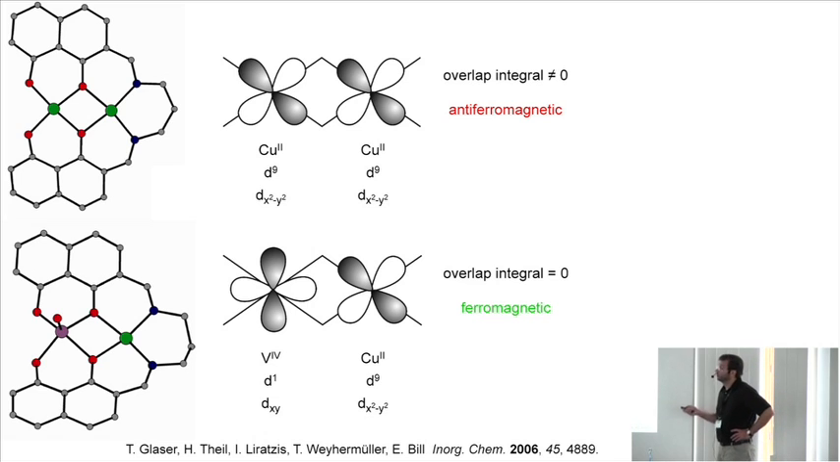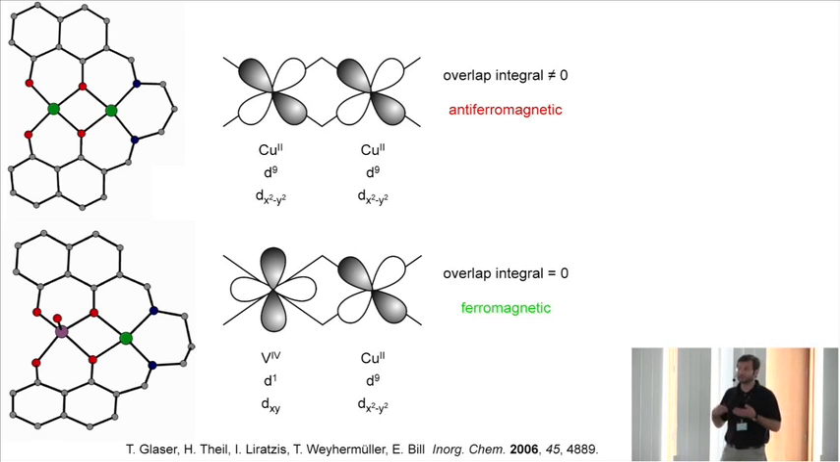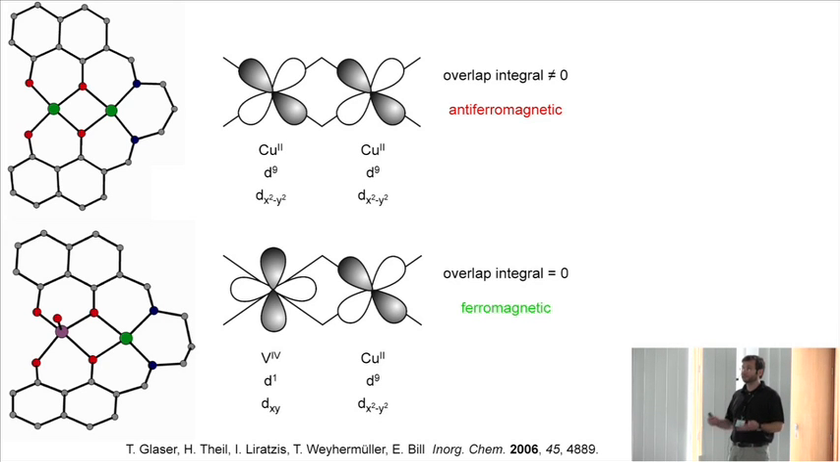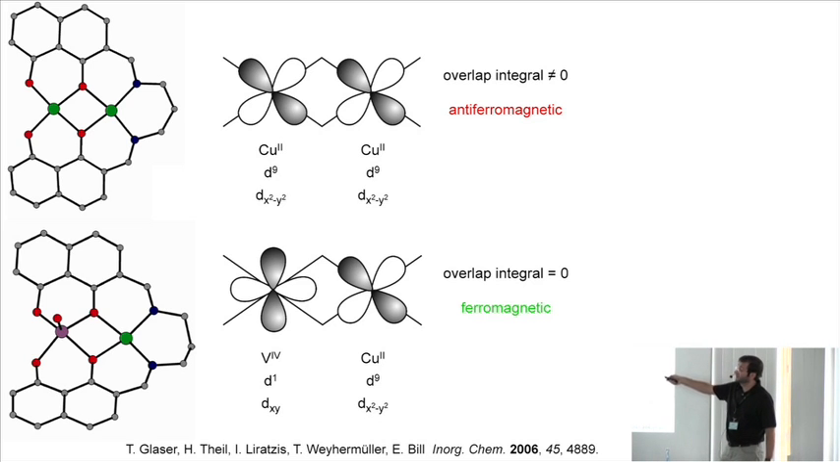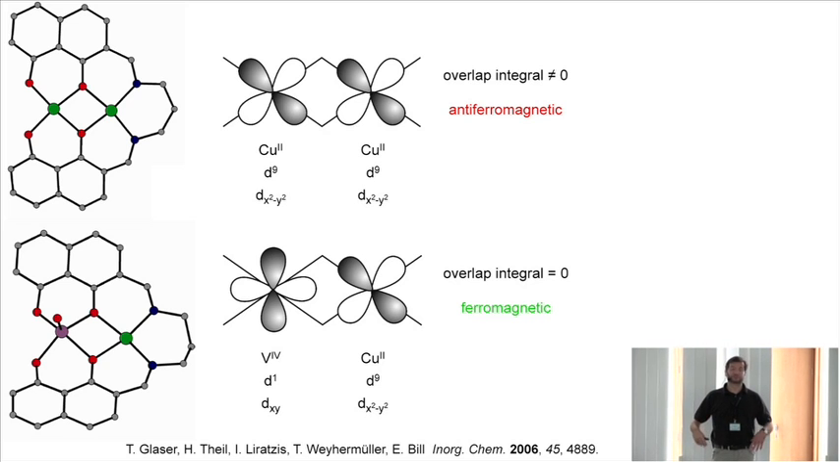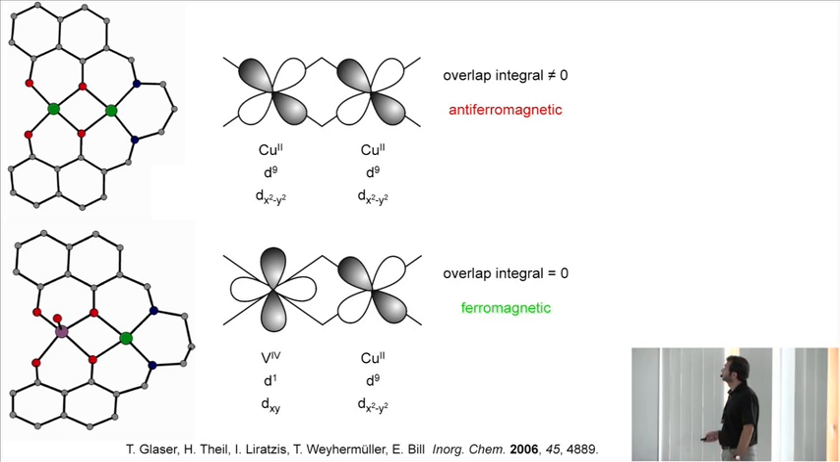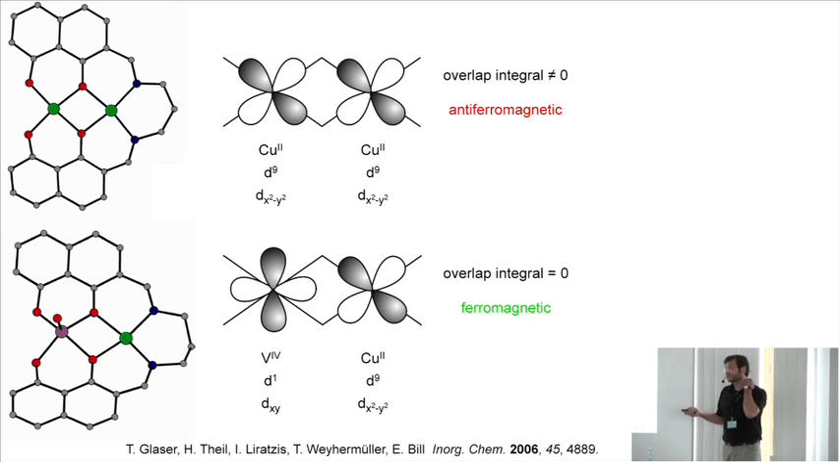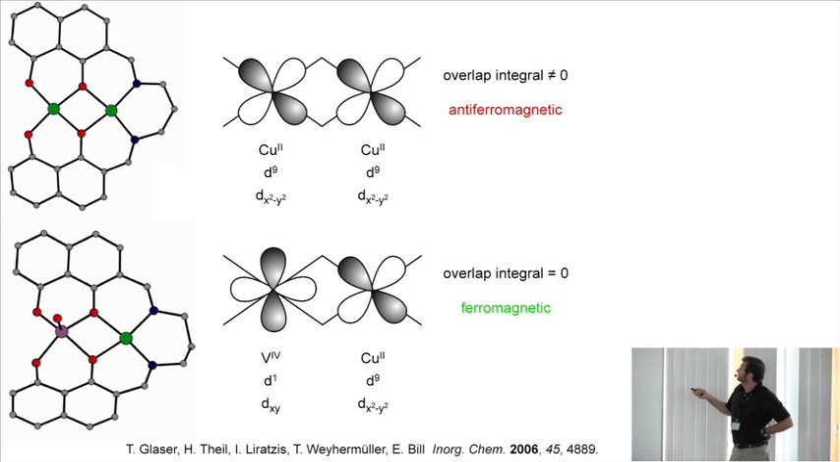If you look at the magnetic orbitals for the copper 2 case, we know copper 2 is a D9 system in a square planar environment. The magnetic orbital is the dx squared minus y squared orbital pointing to the ligands. And the angle here, copper, oxide, copper, is not 90 degrees, it is something like 115 degrees. So it's a strong antiferromagnetic coupling regime. So we can simply say, before we measure it, this must be antiferromagnetic coupling.